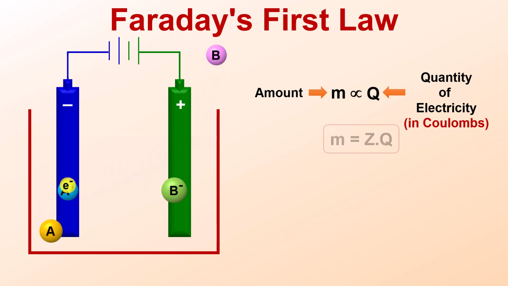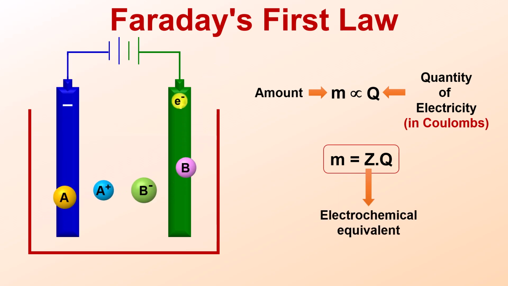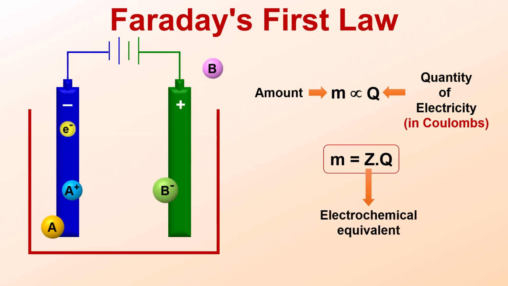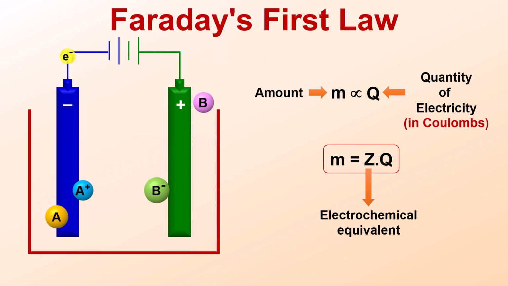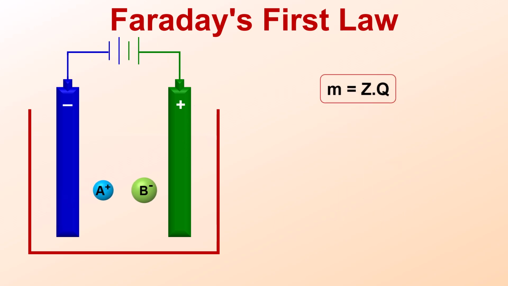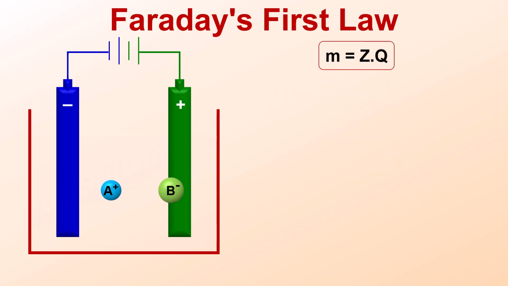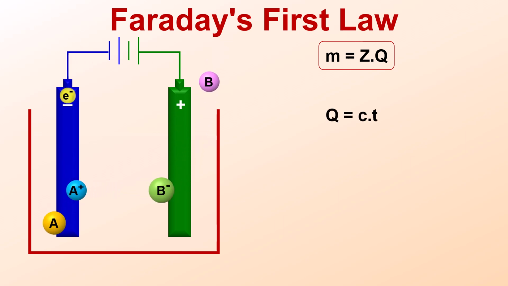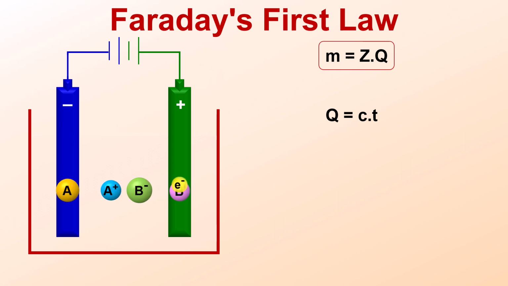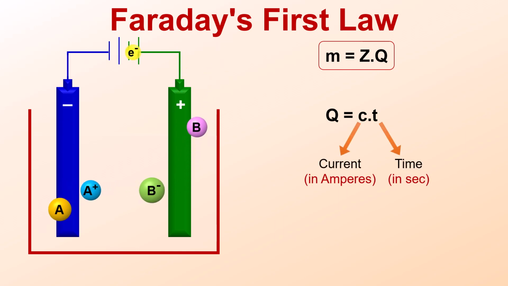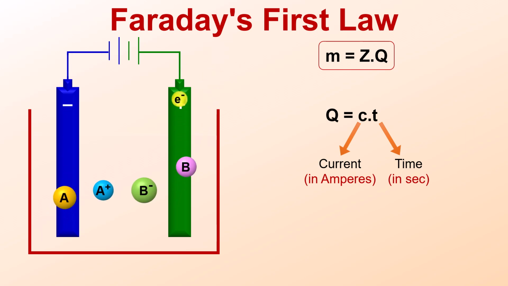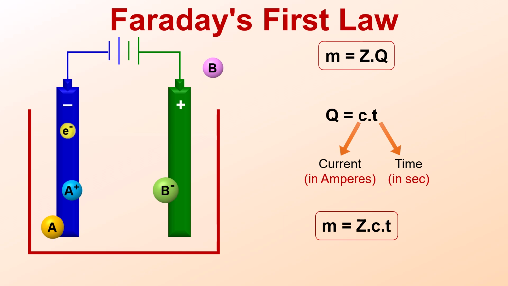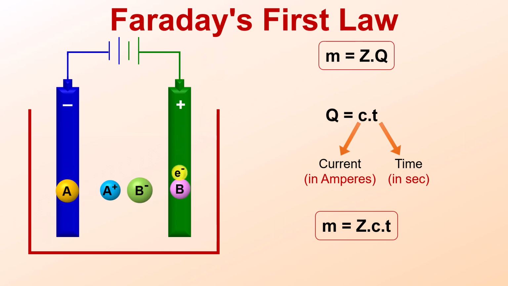Mathematically, this law can be written as M is equal to ZQ, where Z is the electrochemical equivalent of the substance. Since the quantity of electricity is given by the relation Q is equal to CT, where C is the current in amperes and T is the time in seconds, the expression for Faraday's first law can now be rewritten as M is equal to ZCT.